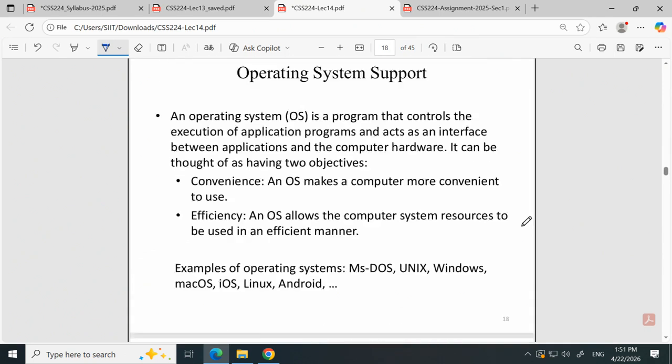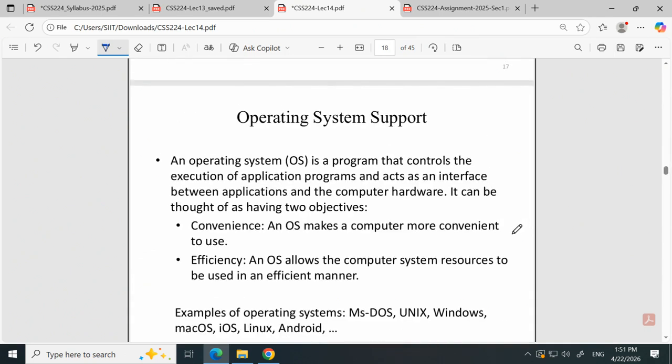Okay, the next question. What is an operating system for? First, for convenience. Second, efficiency. Think about you buy a computer and it doesn't have any operating system. It would be painful, really difficult to use it.